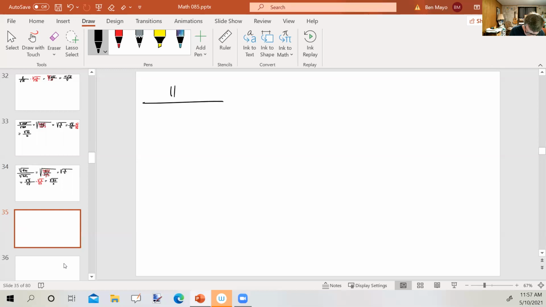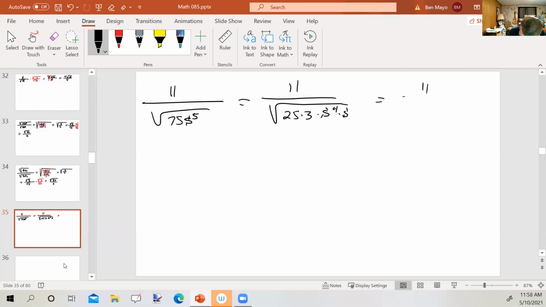11 over the square root of 75 s to the 5th power. That would be 11 over. Well, before I rationalize the denominator, I'm going to see if I can simplify it, kick some things outside, which then will be rational and I won't have to deal with them. So let's see, this could be written as 25 times 3 times s to the 4th times s, which would be 11 over 5s squared times the square root of 3s.